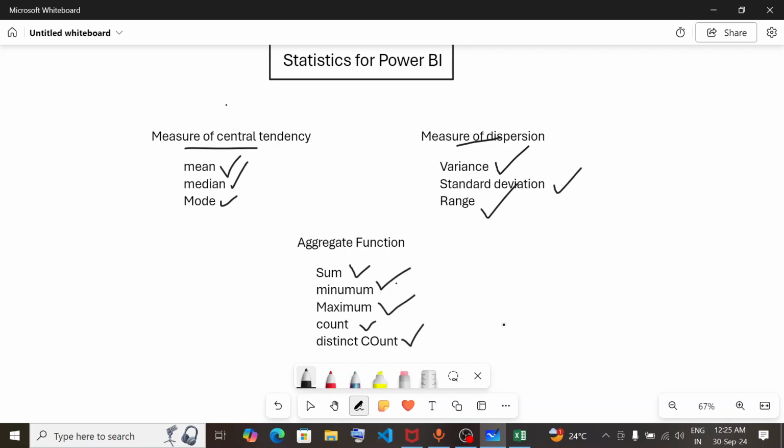We will explain all these terms with practical examples and practical implementation also. And once we complete this part, you will be very familiar with these concepts, and after that you will understand how these concepts are very important with respect to Power BI.